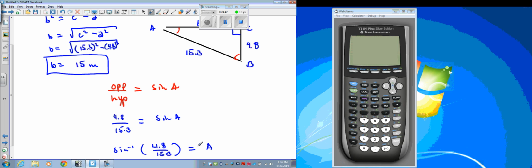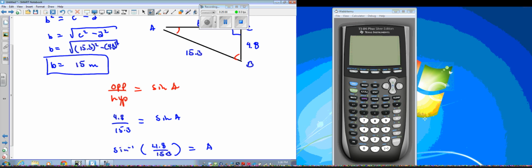Now, here's where you have to have it in degree mode, because if you don't have it in degree mode and you do sine inverse and you had it in radian mode, it'll give you the radians. So you'd want to make sure when you're doing this that you have that set. Are there any questions on what I did?